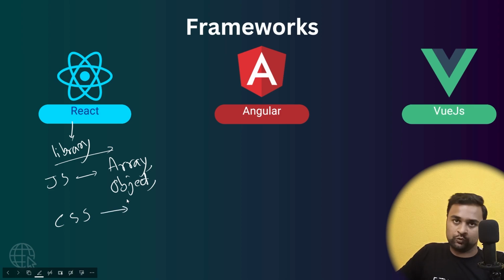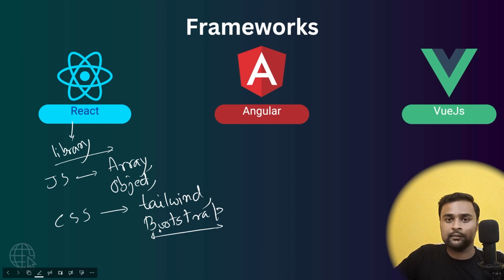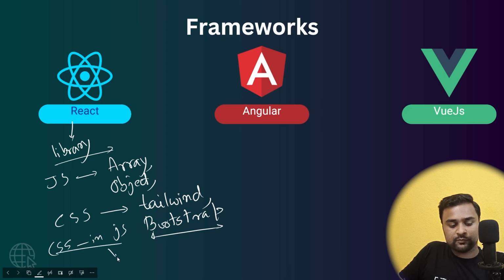Then CSS is also required. Although there are tools or libraries like Tailwind and Bootstrap, which are utility-first libraries, where you simply put the class name on that particular element and it changes the style. Then there are libraries like CSS in JavaScript. These are also getting very popular nowadays.